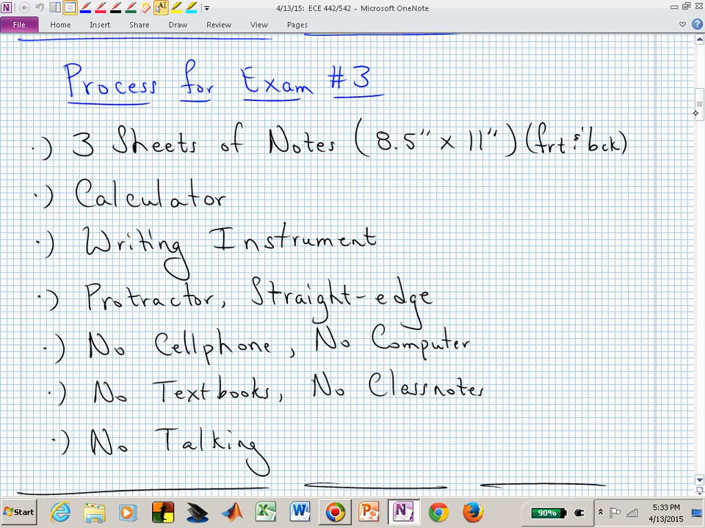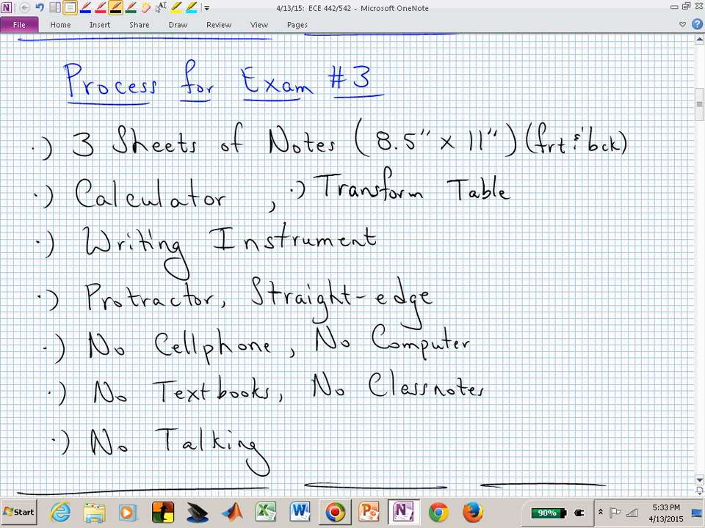The process for exam number 3, again, you get one more sheet of notes. Oh, I didn't say a transform table, did I? A calculator, something to write with. You can actually bring a protractor and a straight edge if you want, if that helps you sketch quicker or more neatly. I'm all for neat.